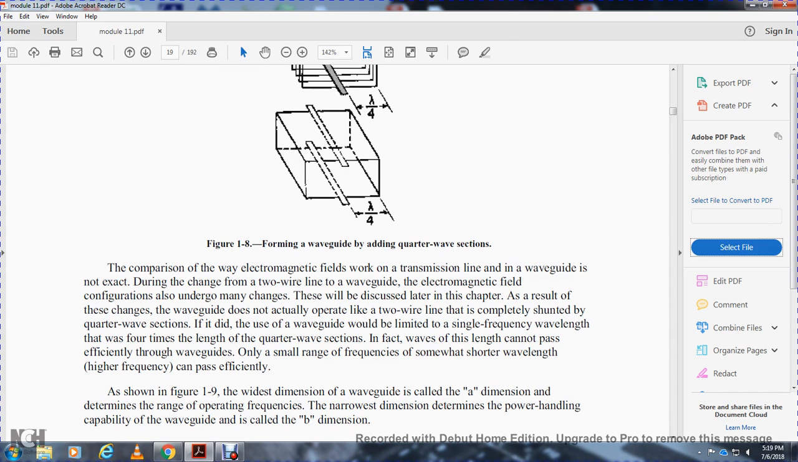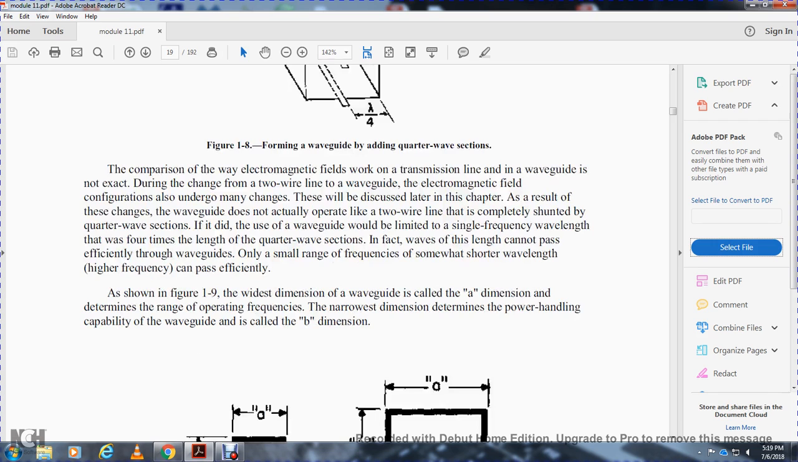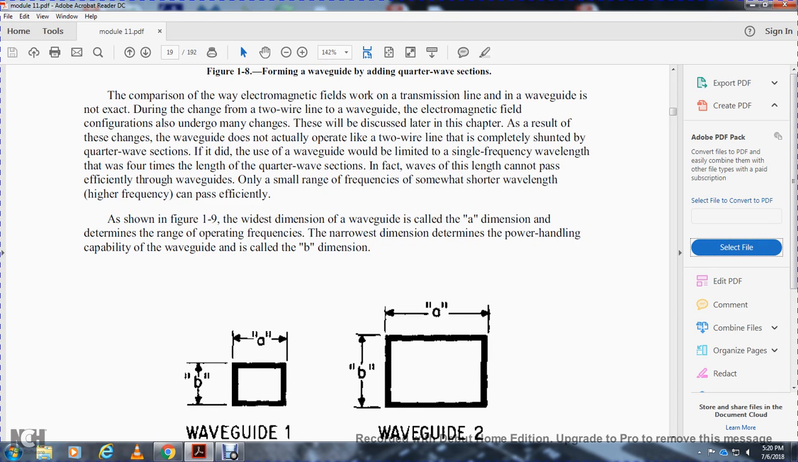In fact, waves of that length cannot pass efficiently through the waveguide. Only a small range of frequencies, with somewhat shorter wavelengths at higher frequencies, can pass efficiently. As shown in Figure 1-9, the wide dimension of the waveguide is called the A dimension, and it determines the range of the operating frequency. The narrowest dimension, which determines the power handling capability of the waveguide, is called the B dimension. So the A dimension determines the range of the operating frequency, and the B dimension determines the power handling.